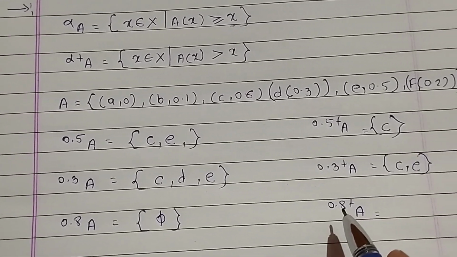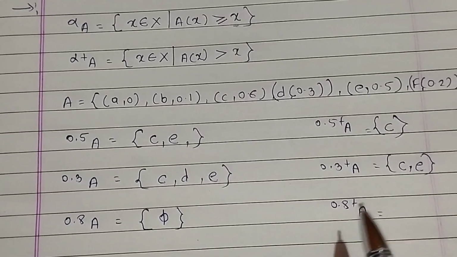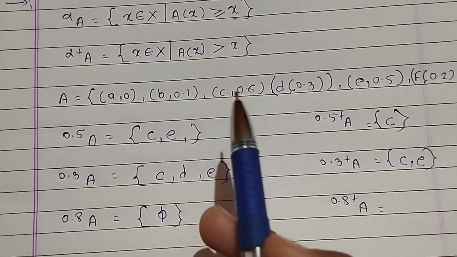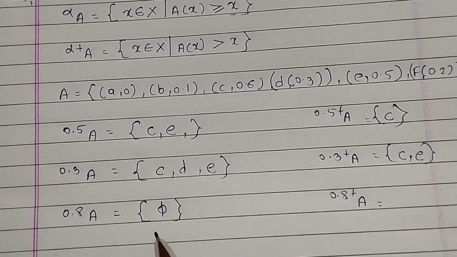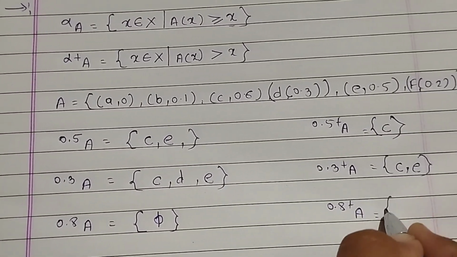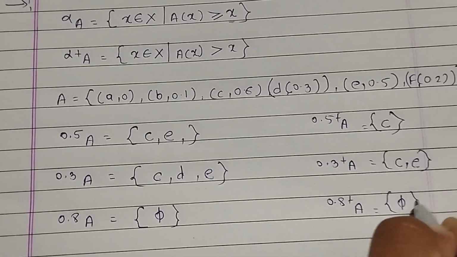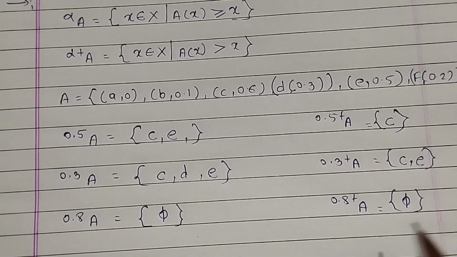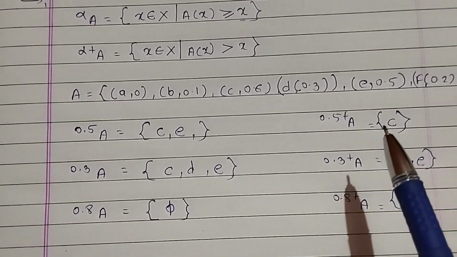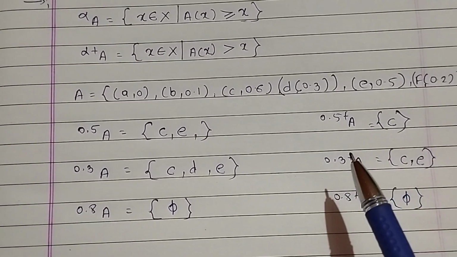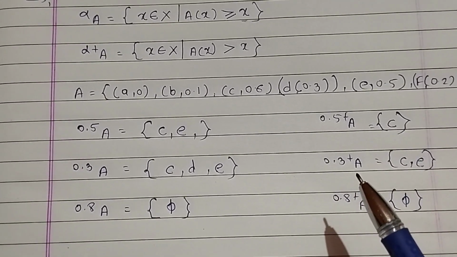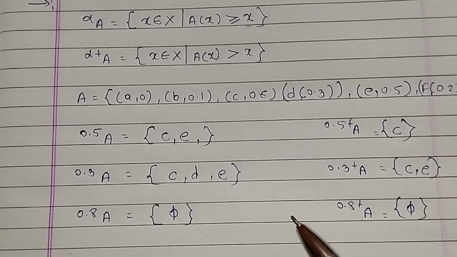Now again we check 0.8. No one value is greater than 0.8. That's why here comes phi, which means this is the empty set. So this is also an empty set, because no value is greater than 0.8. So these are our alpha cuts, and these are our strong alpha cuts. I hope you get the idea how we find alpha cuts and strong alpha cuts. We see one more example.